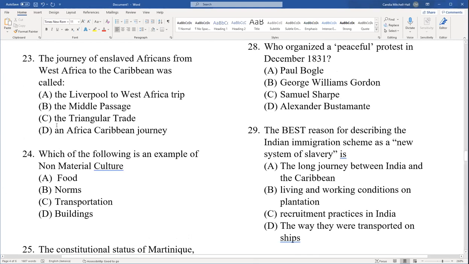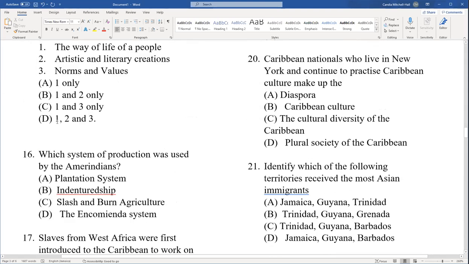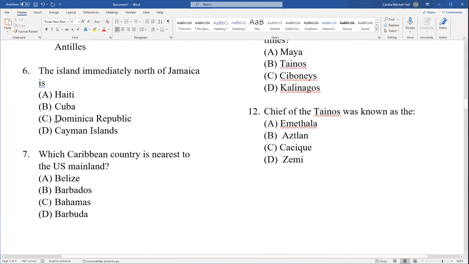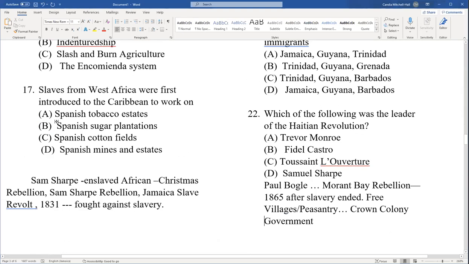Deidre has something to say. Deidre, you have something to say? Yes, sir. I have a question about number 17. I was thinking about it a while ago, and I was saying, even though the slaves worked on the tobacco estates, wouldn't they also have worked in the mines? The mines? Yes, sir. That's a very good question. One second, please.